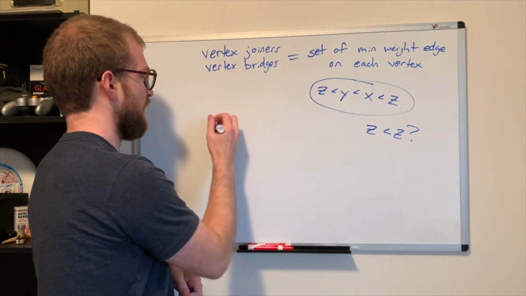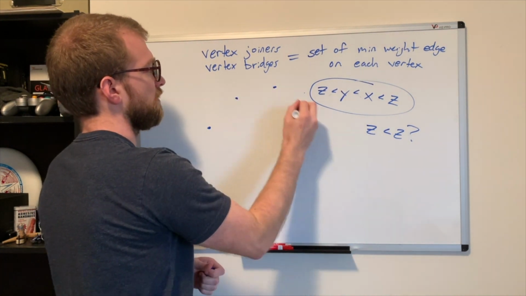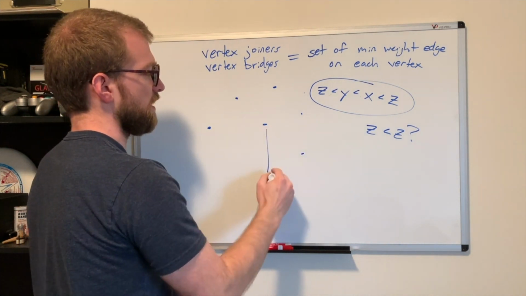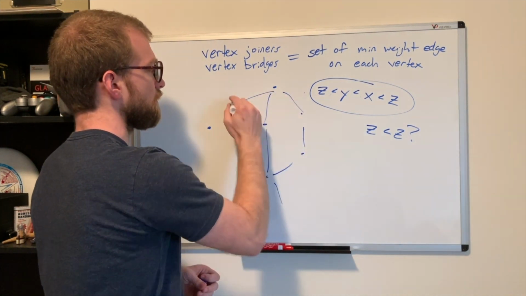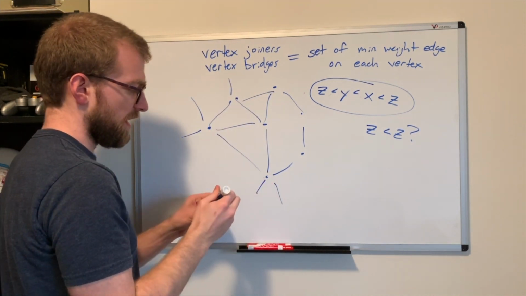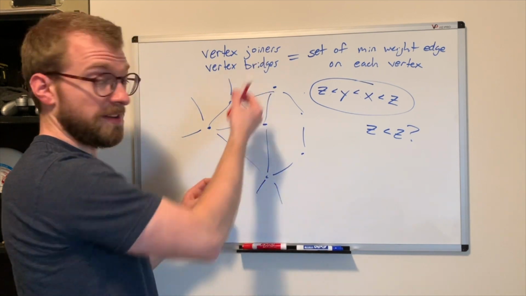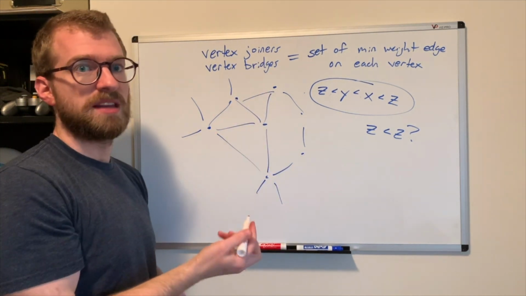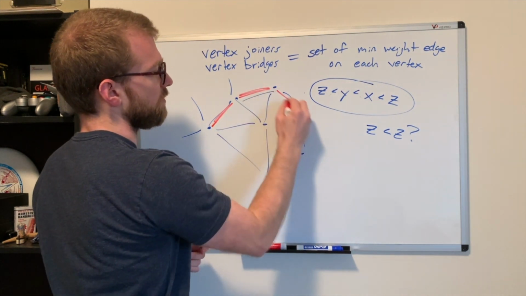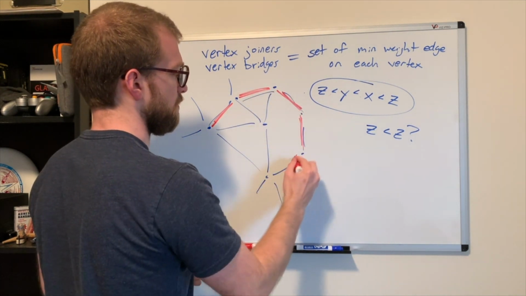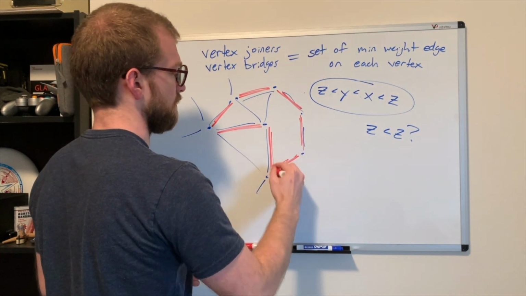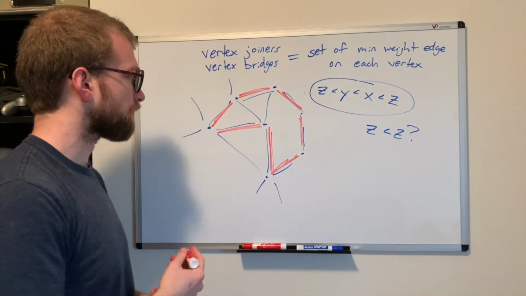Because if I have some graph with maybe lots of interesting edges, maybe I select in my vertex bridges a particular subset of these edges that form a cycle. Let me go ahead and highlight some of them here. So maybe I select these to form a cycle.